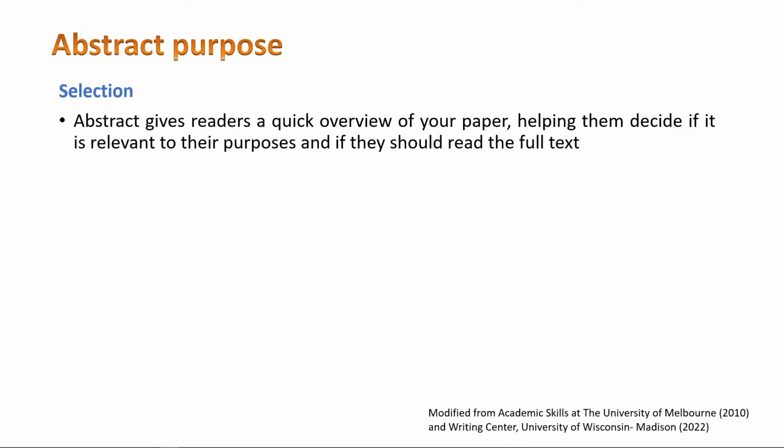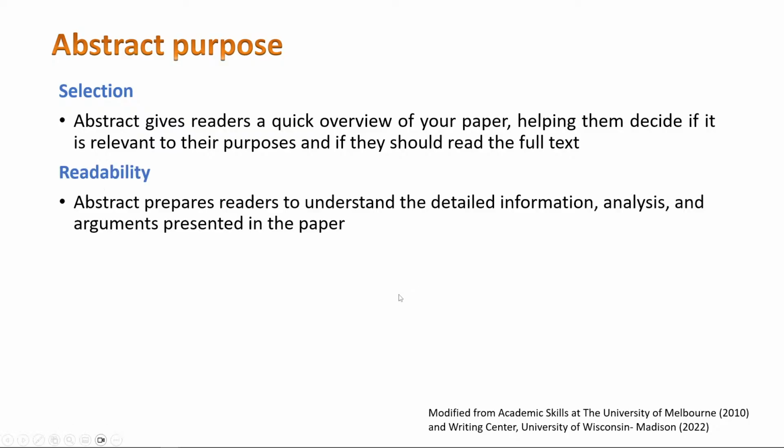Actually, in the abstract, you put your most important things: the main message of your paper, the take home, the main results and findings that you have, the main impact that you got. So you prepare the reader. The abstract prepares the reader to understand the detailed information, analysis, and argument presented in your paper. So that is another purpose of the abstract.